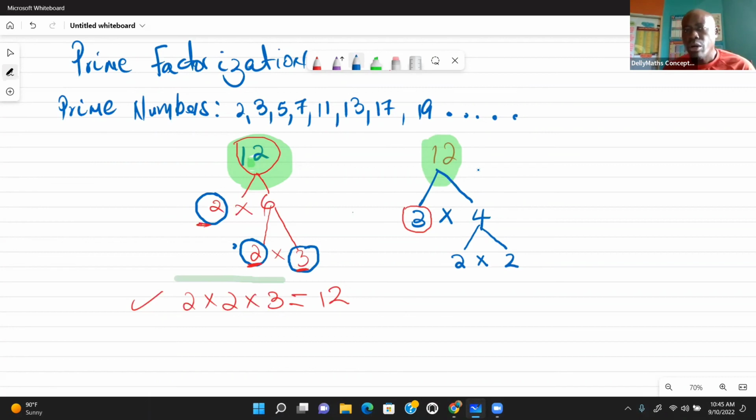Now, do you realize that we have two more prime numbers down here? 2 and 2. Can we go any further? No. When you reach the end of the road, where the branches cannot be broken down anymore, you have to stop. Here it is: 3 times 2 times 2. It is the same answer, 12. 3 times 2 is 6, 6 times 2 is 12. Even though you might think it's different, we still end up with the same answer. We still end up with two 2s and one 3.